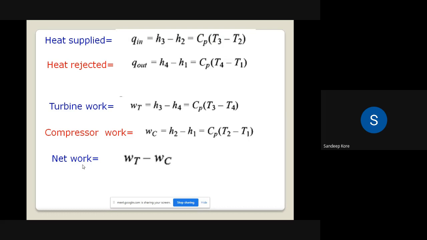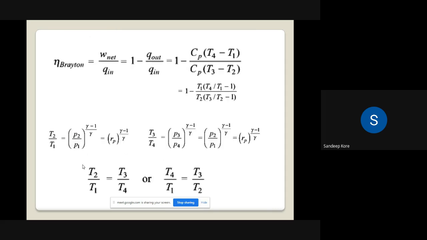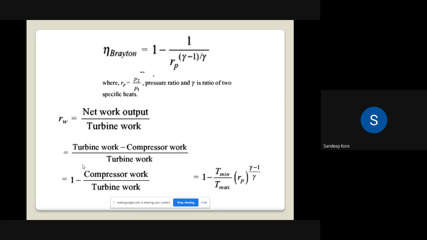Heat supplied Cp into T3 minus T2, heat rejected Cp into T4 minus T1, turbine work Cp into T3 minus T4, compressor work Cp into T2 minus T1, net work turbine work minus compressor work. And directly we'll go to the efficiency of this Brayton cycle: 1 minus 1 upon Rp raised to gamma minus 1 upon gamma, where Rp is equal to P2 by P1, which is the pressure ratio.